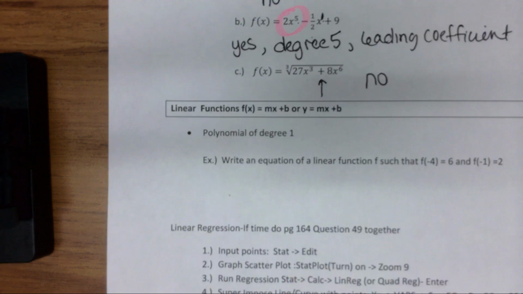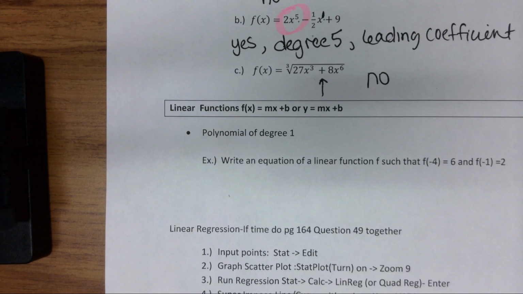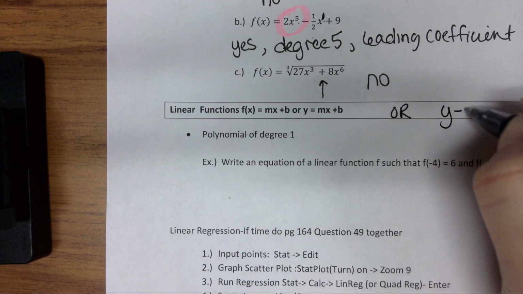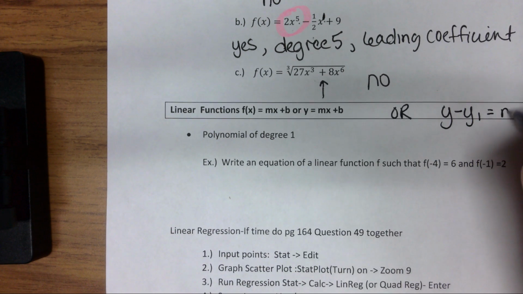Does anyone remember the other way I told you could write these from chapter P? Come on, somebody does. I'm just going to wait. The point-slope form, yeah. Or you could write it like this: y minus y1 equals m times x minus x1.